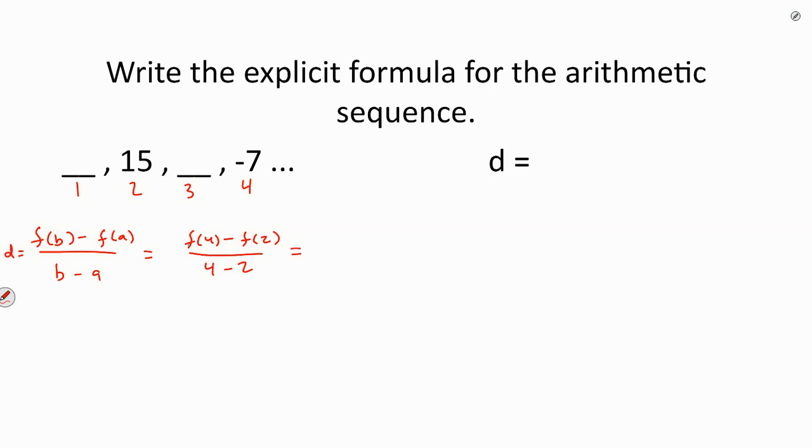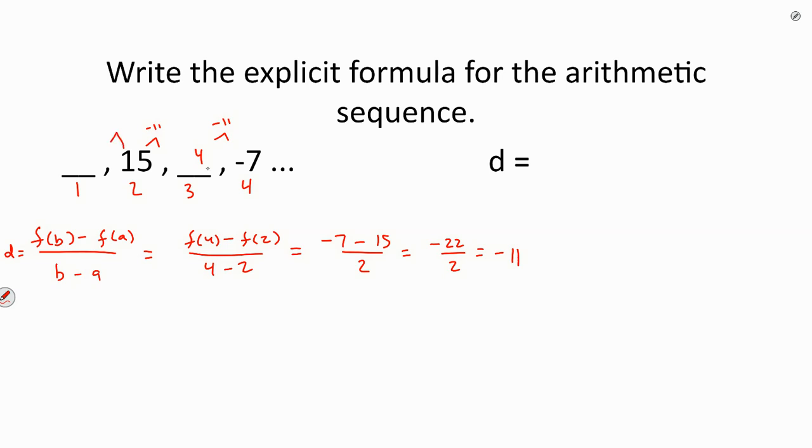Now let's plug it in. So f of 4, my fourth term, -7, minus my second term, 15, over 4 minus 2. I'm going to go ahead and do that subtraction, which is 2. Okay, let's go ahead and simplify. So I have negative 22 over 2. So my common difference is -11. All right, so let's think about this and make sure it works. So if I were to subtract 11, what would I get? I would get 4. And if I were to subtract 11, does it give me -7? It does, great.